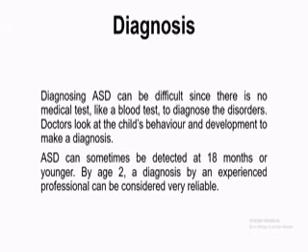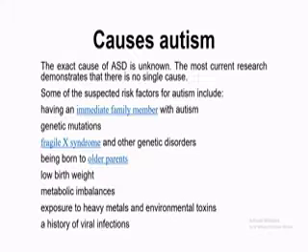Diagnosis. Diagnosing ASD can be difficult since there is no medical test, like a blood test, to diagnose the disorder. Doctors look at the child's behavior and development to make a diagnosis. ASD can sometimes be detected at 18 months or younger. By age 2, a diagnosis by an experienced professional can be considered very reliable.